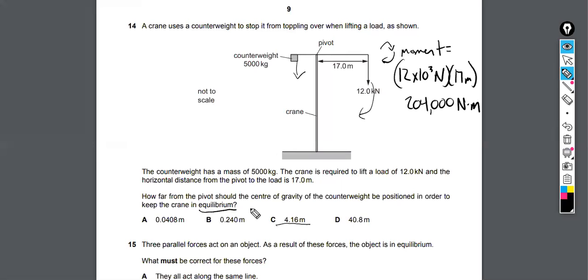Equilibrium means no net moment. Okay, to keep this in equilibrium, we're going to need the same amount of anti-clockwise moment on this side. And so what we've calculated here is that they've given us a mass, okay, and we need to calculate its weight. The force due to gravity is mass times g. And so that was the sort of calculation we began with. 5,000 times 9.81, remember, was 49,050. So the weight of this one is 49,050 newtons.